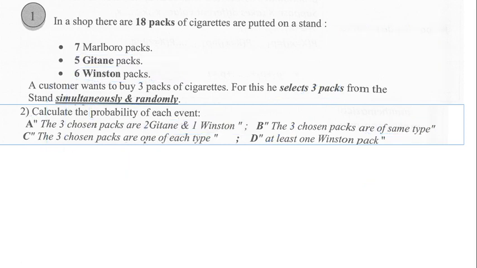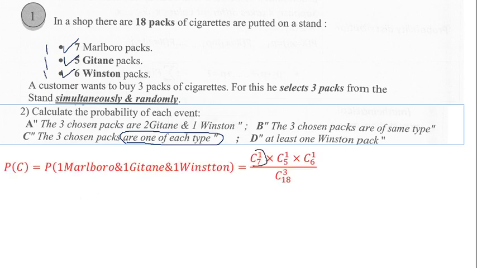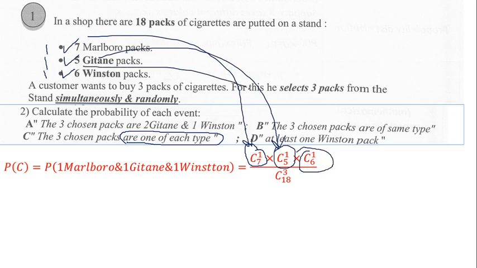The three chosen packs are one of each type. Okay, how many types do we have? We have three types: Marlboro, G10, and Winston. So the desired is one from this and one from this and one from this. It is very simple. One of seven because we have seven, and one of five because we have five, and one of six because we have 6 also.